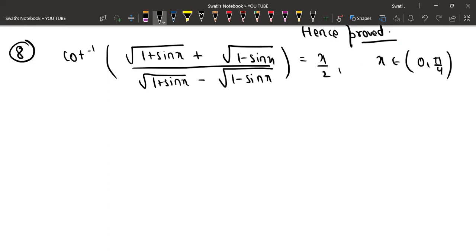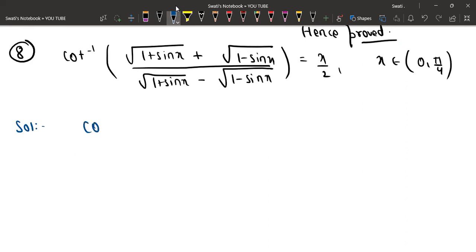Now this question has come many a times in the board exam. So I can see basically that this question has come in 2011, 2014, 2009, 2016, 2019. So maybe next year it may come once again. So yes, let's understand this properly.